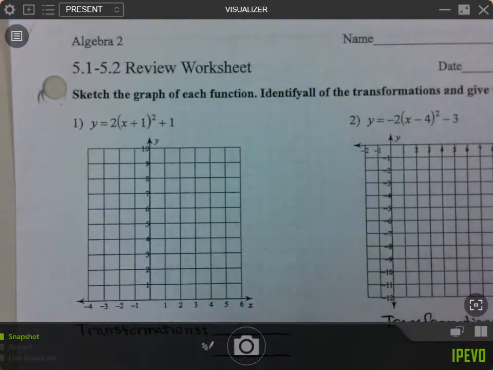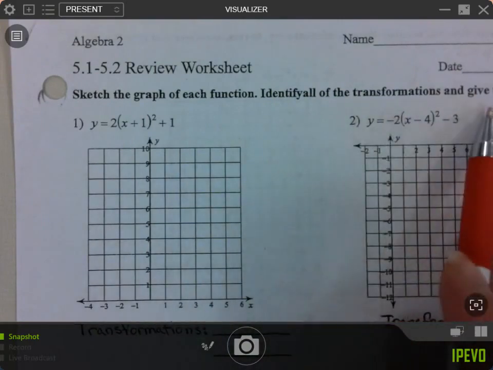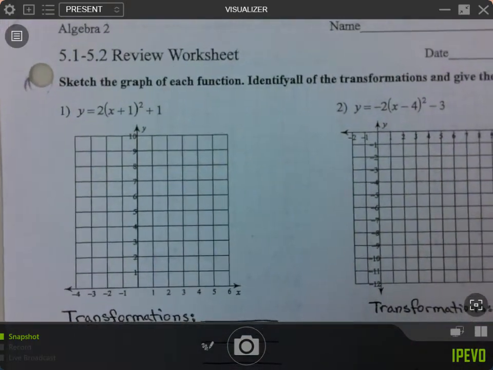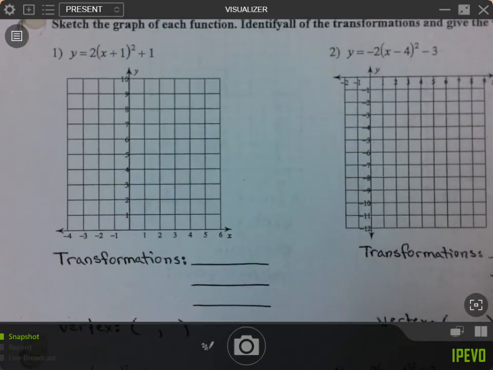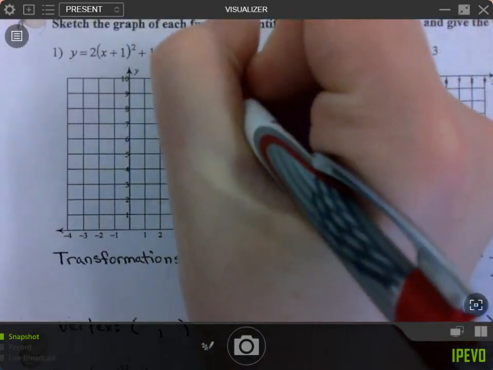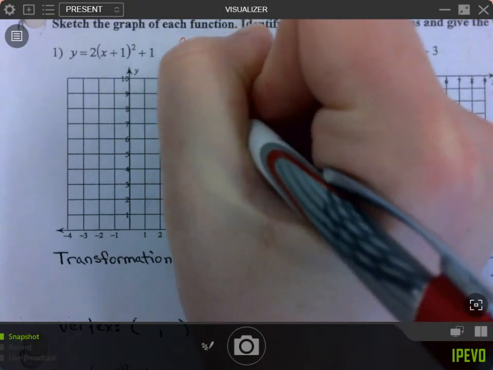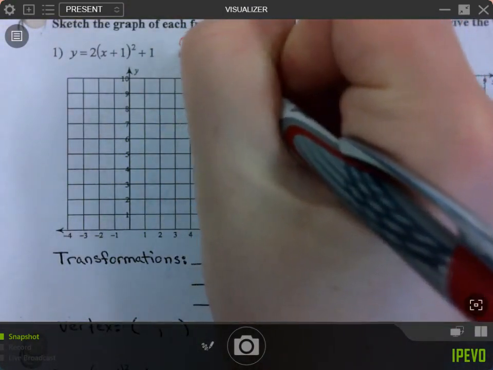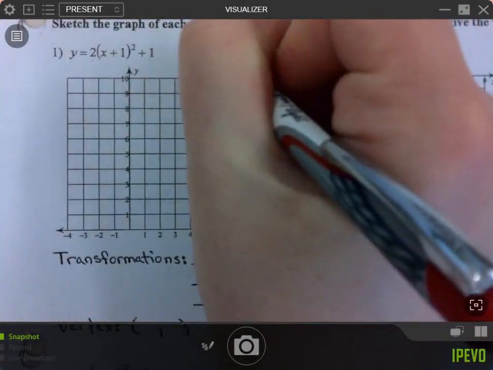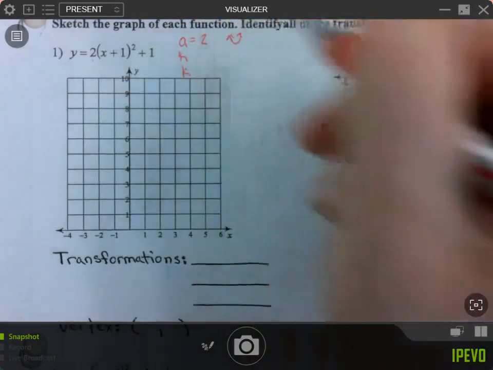It says sketch the graph of each function, identify all the transformations and the given vertex. I was just going to hit number 1 here. Guys, if you look at this, there's no A, B, and C. There's an A, an H, and a K. So the A value is what? A value is 2, isn't it? Positive 2. So we're going to have an upward U, upward parabola.